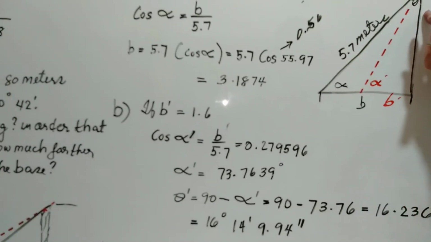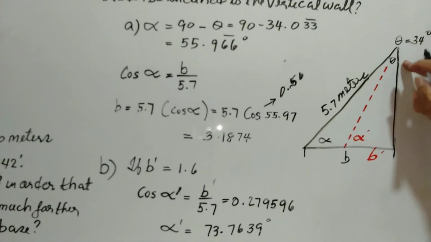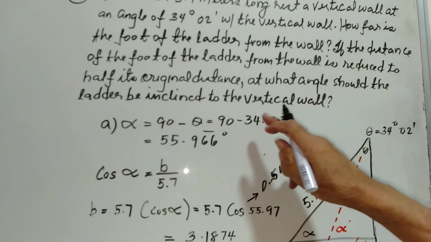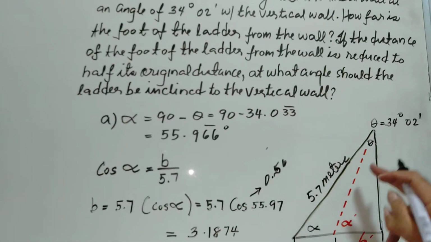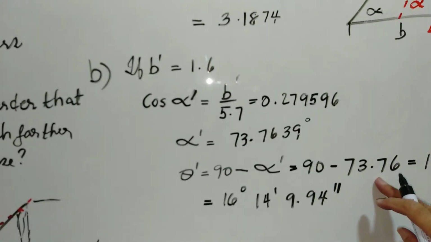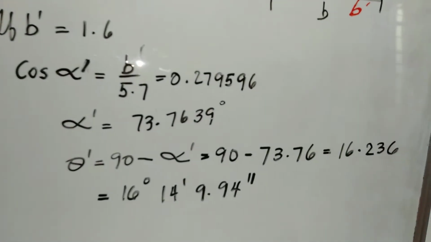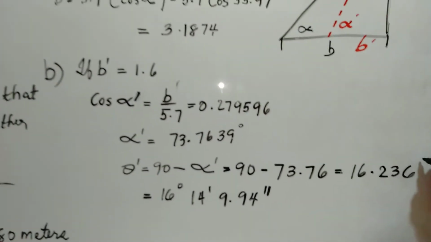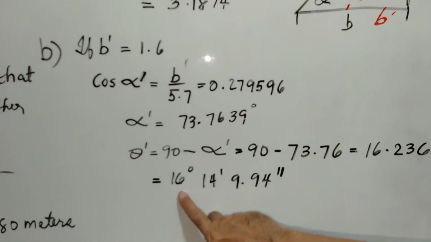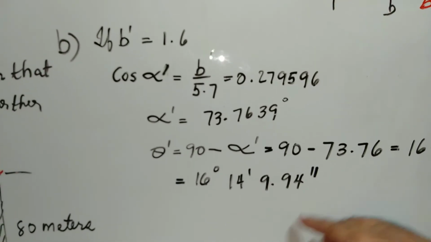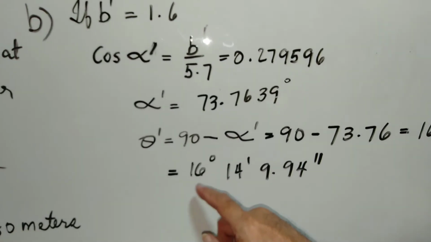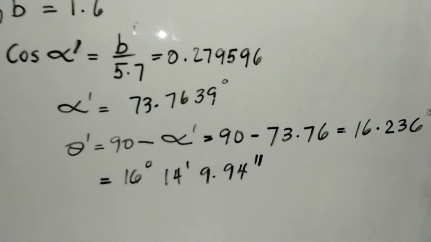To get theta prime, the new angle here, since we are asked to find at what angle the ladder should be inclined to the vertical wall, it is 90 minus what we have computed to be 73.76 degrees. That will get us to 16.236 degrees, which is approximately 16 degrees, 14 minutes, and 9.94 seconds.